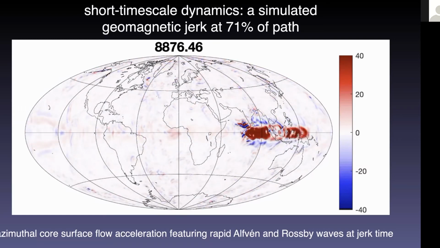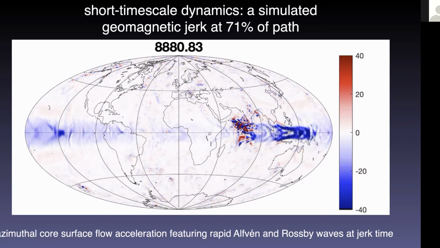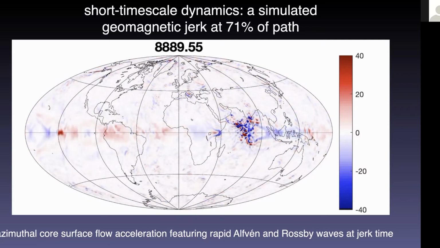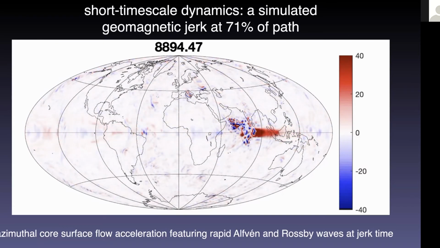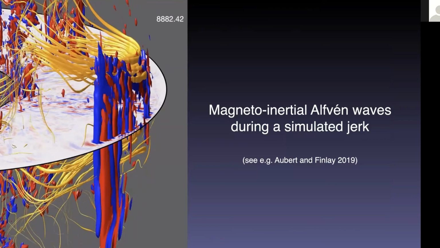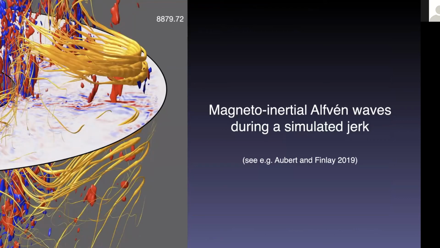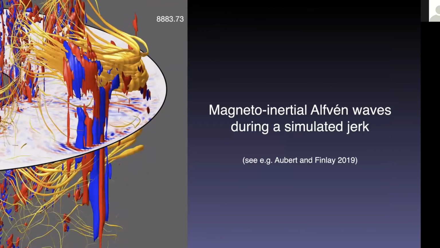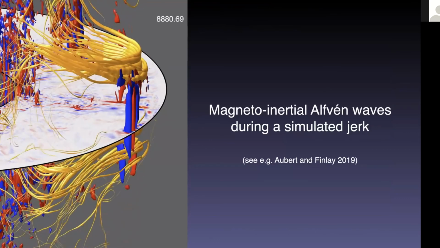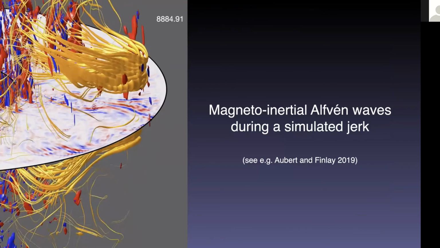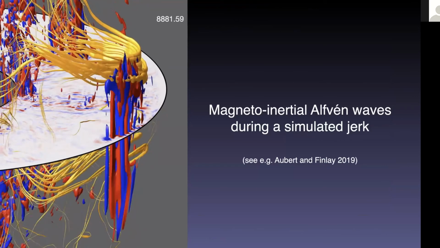You see the slow dynamics and then a burst of fast waves, Alfvén waves to the west and Rossby waves propagating toward the east. This is a representation during this jerk of the Alfvén waves moving along the slowly evolving field lines. So you have a mix of slow dynamics, the field lines and their evolutions, and the short timescale dynamics, the propagation of the Alfvén waves.